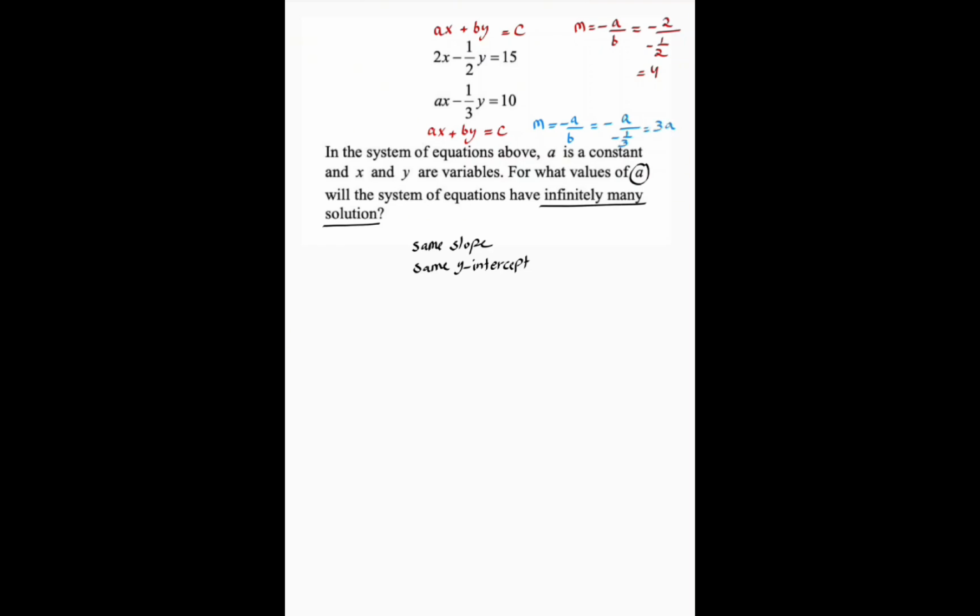And now we can simply equalize the slopes to each other. So 4 is equal to 3a, which means that a is equal to 4 over 3.